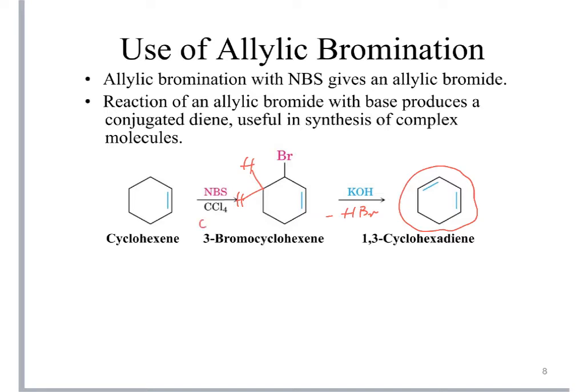The mechanism involves deprotonation by the base, expulsion of the leaving group, and formation of the pi bond. In the case of cyclohexene, as I had said previously, we have 4 equivalent secondary hydrogen atoms, and one of them is replaced with the bromine.